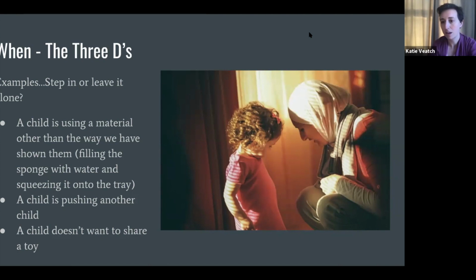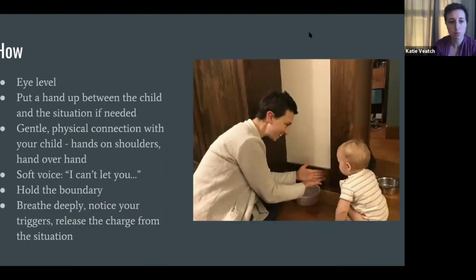We can step in a way that doesn't solve it for them necessarily, but we can provide them the tools so that they can then manage this potentially next time on their own. But they might need us to do it with them 20 times, 100 times, whatever it is.